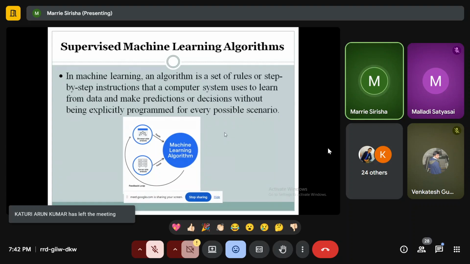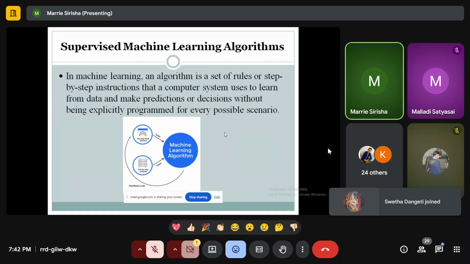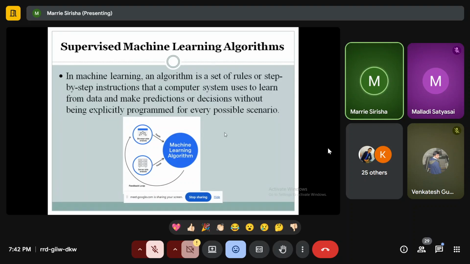If I have to add two numbers, then I have to give the instruction: take the first digit, next take the second digit, and assign addition. Like that I have to give certain steps, right? For that I need an algorithm. It is a step by step process. So this is how it works.